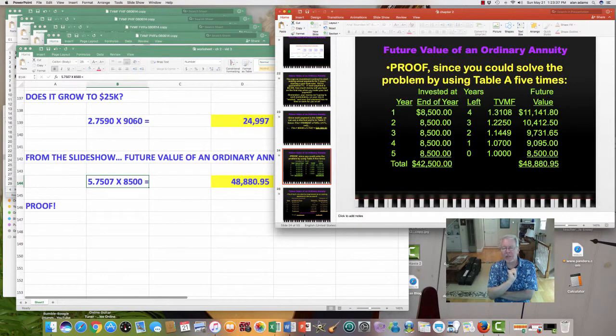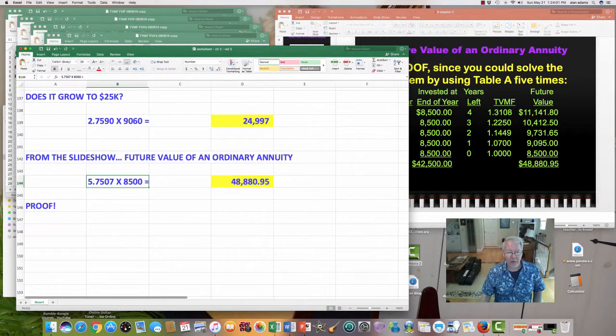Okay, now that's 5 operations. I would rather do one operation once, okay? Number 1, it's efficient. Number 2, every time you do a calc, there's a chance you can make an error, so I'd rather do something just once. Since the payment is always the same, $8,500, total invested will be $42,500, I can instead go to the second table, as I did over here. The 7% column for 5 years is going to give you 5.7507. I multiplied that by one payment, just one payment, and I get my 48,881.